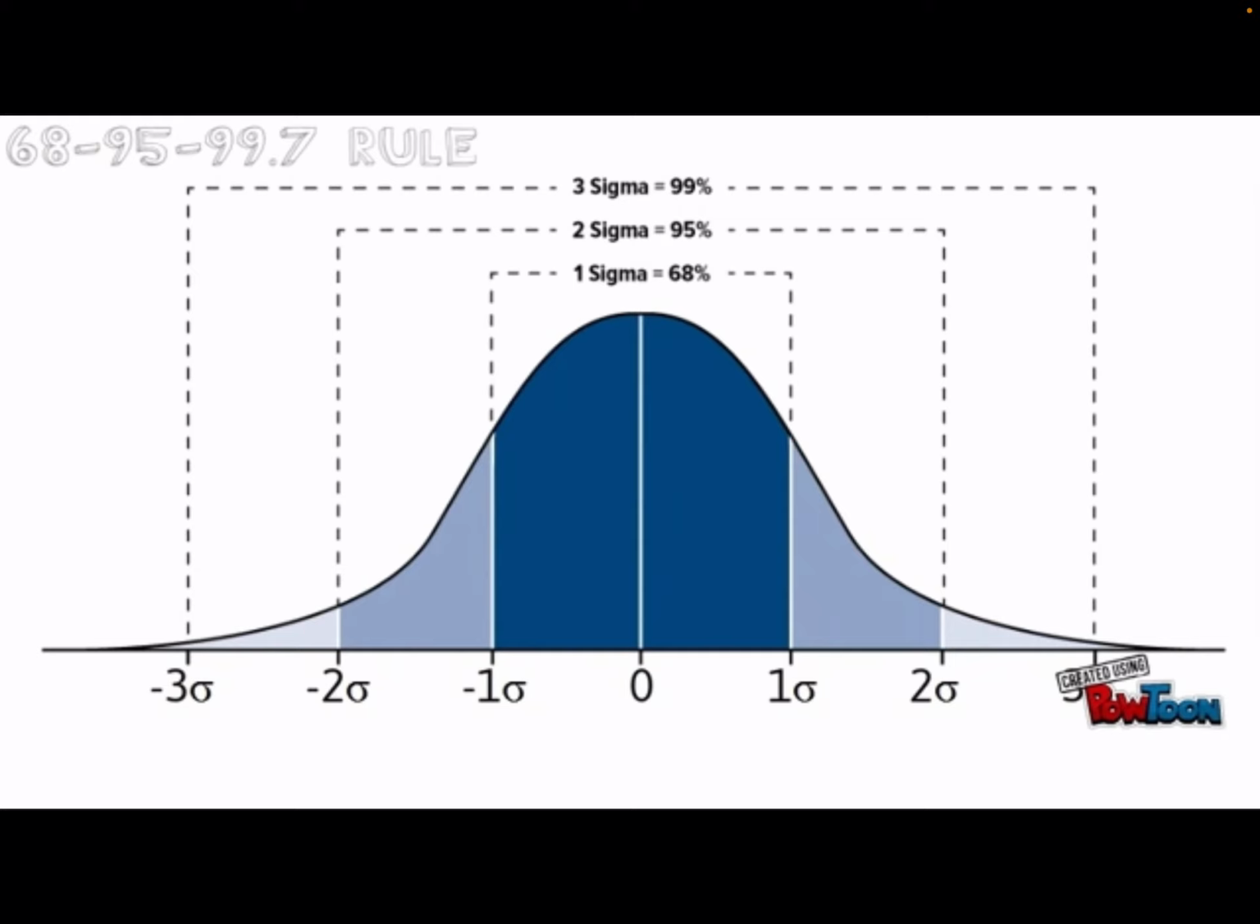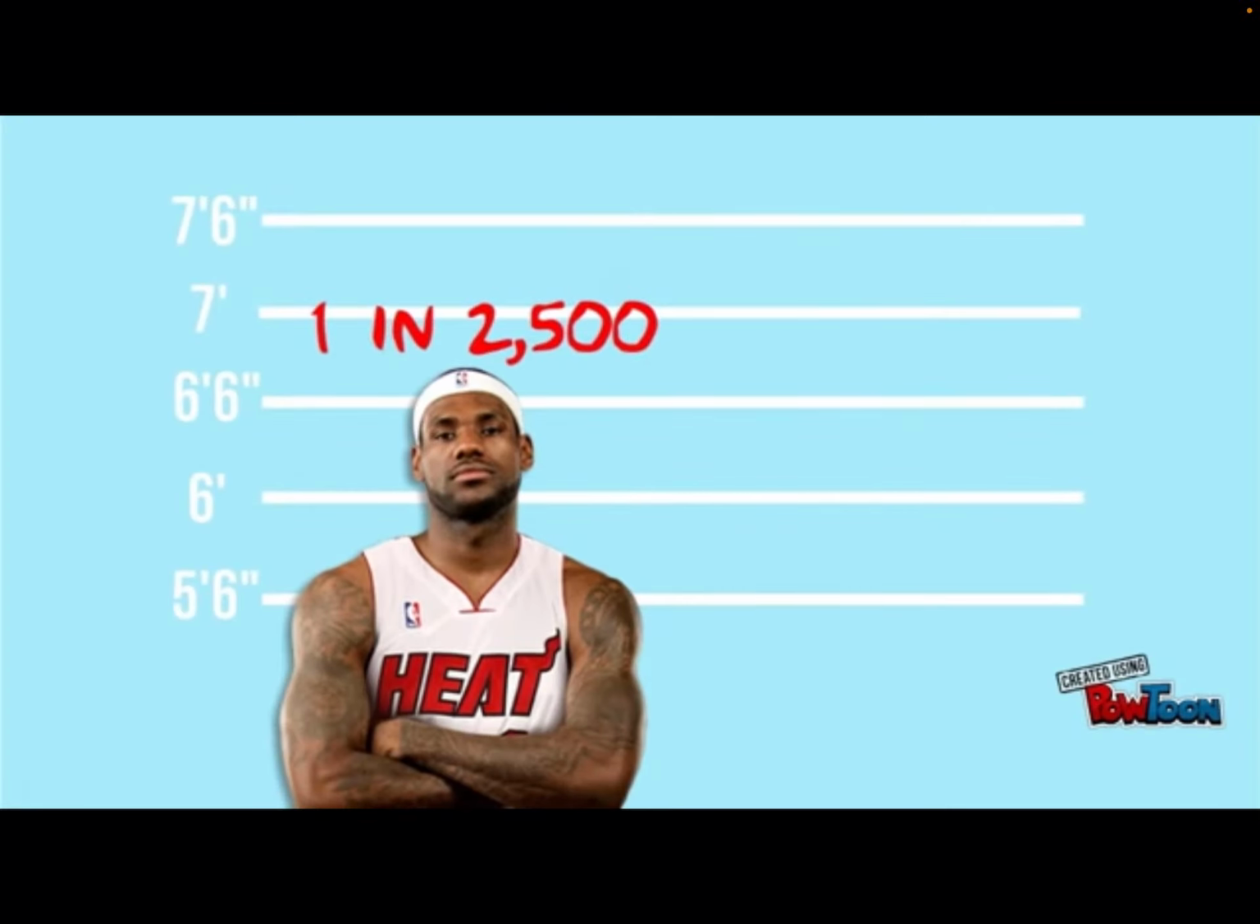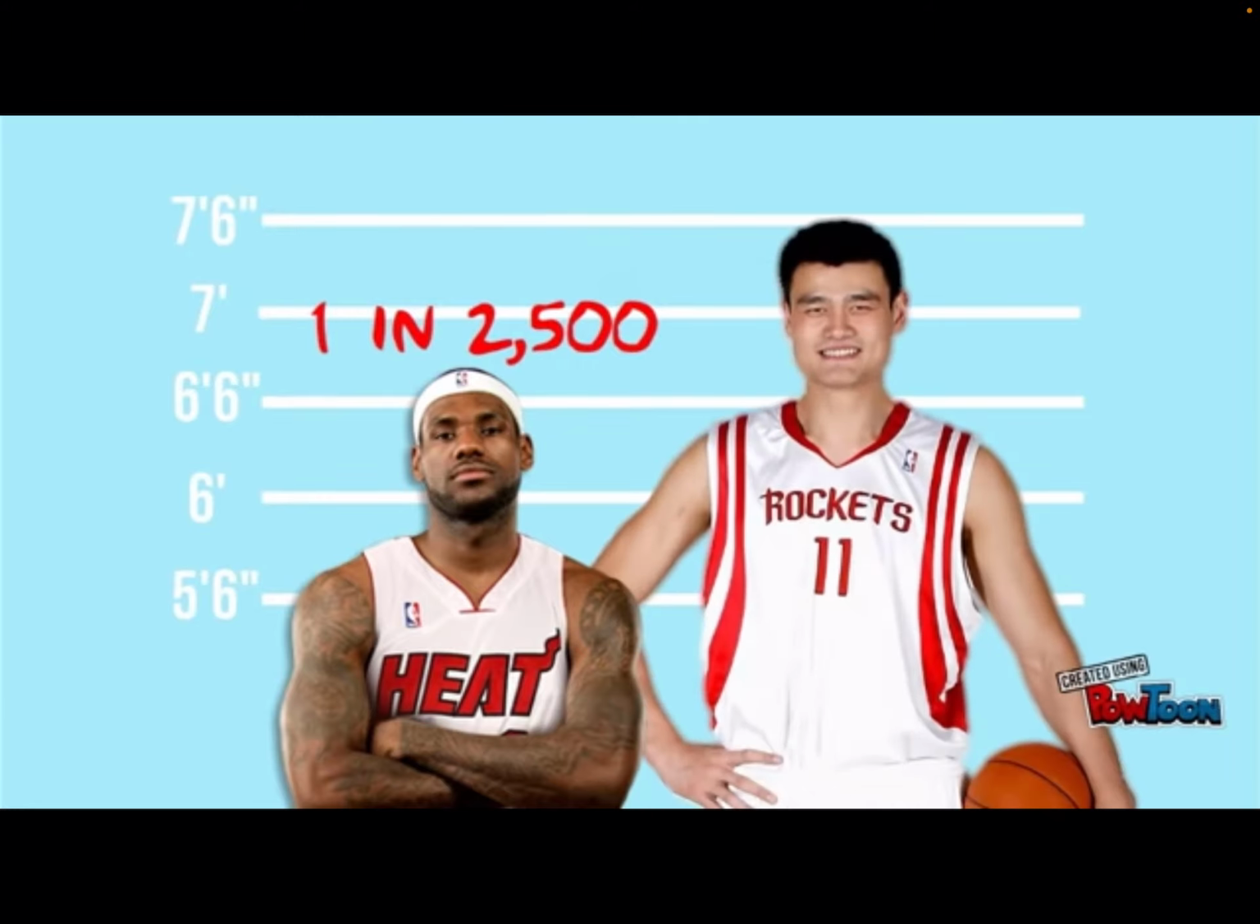The average height of an American adult male is 5'10", with a standard deviation of 3 inches. Using the 68, 95, 99.7 rule, this means that 68% of American men are 5'10", plus or minus 3 inches. 95% of American men are 5'10", plus or minus 6 inches, and 99.7% of American men are 5'10", plus or minus 9 inches. So only about 0.3% of American men deviate more than 9 inches from the average, with 0.15% taller than 6'7", and 0.15% shorter than 5'1". This reasoning suggests that LeBron James is 1 in 2,500 and Yao Ming is 1 in 450 million.